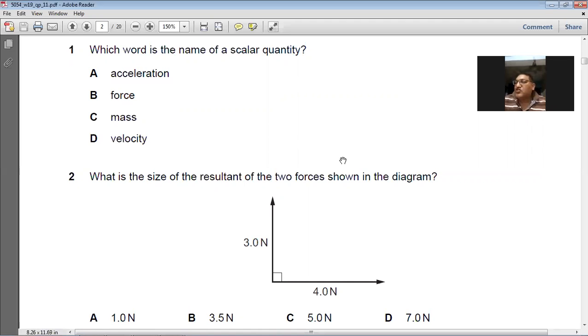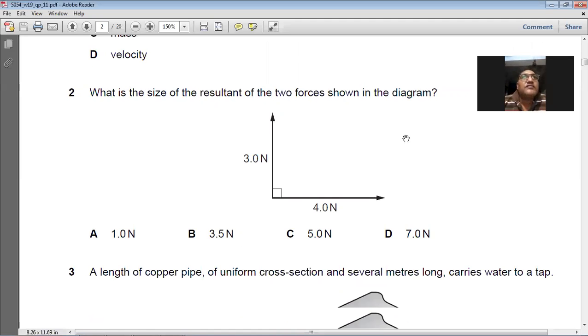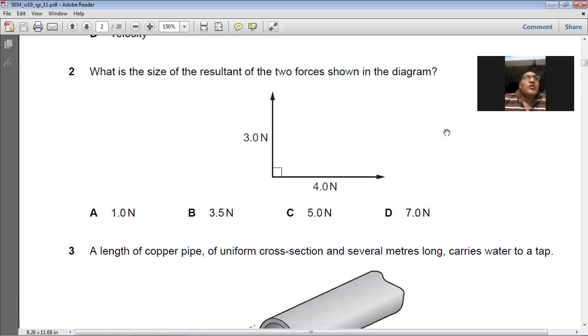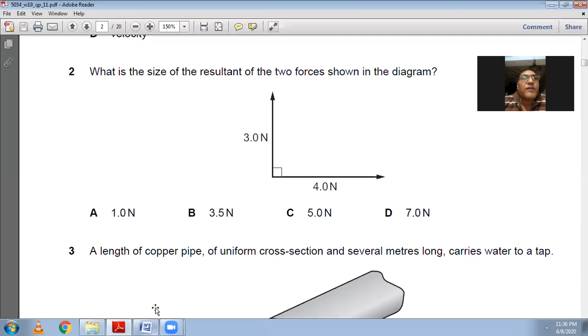Question number 2. What is the size of the resultant of the two forces shown in the diagram? Here we have two forces, 3 Newton and 4 Newton. The angle between them is 90 degrees. Their tails are joined, so we will complete a parallelogram. We will use the parallelogram law to find the resultant of these two vectors. I've done this on a paper. Let me show you that.